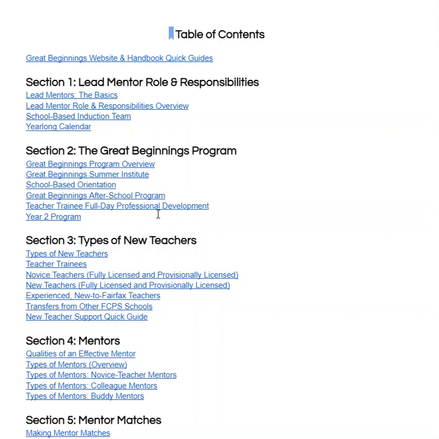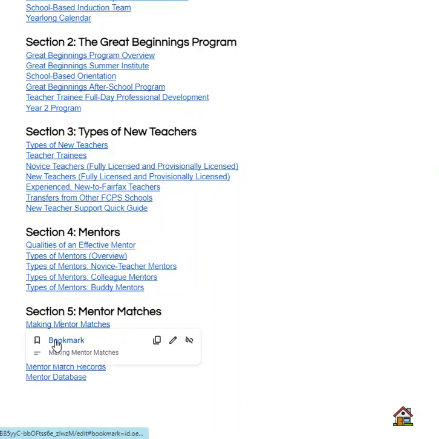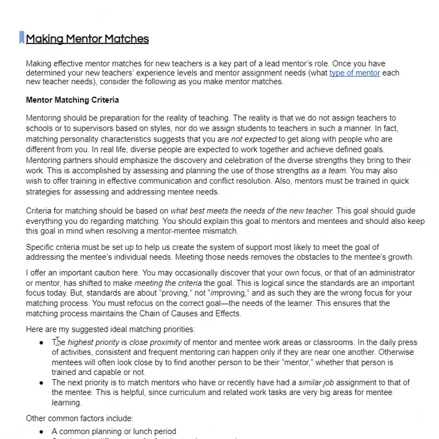So if you're thinking, well, gosh, I've never made mentor matches before, how do I do that? I'm going to scroll down to the mentor matches section, and I'm going to click on the hyperlink to the page making mentor matches. So notice it's going to take me to a bookmark, and there we go. I'm at the making mentor matches section of the handbook.